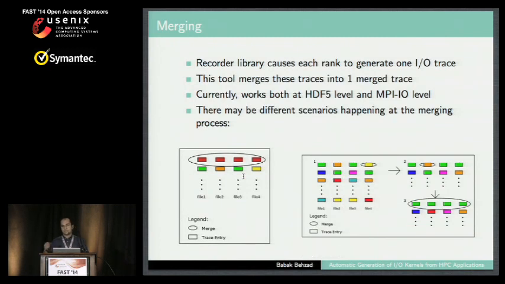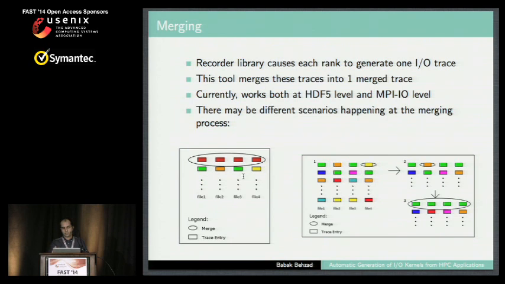Once we have all these traces generated using the recorder, we need to merge them in order to generate the code. So we have developed this merging tool that does that for us. Currently, it works for both the HDF5 level and the MPI-IO level, but it has to take care of very different scenarios.